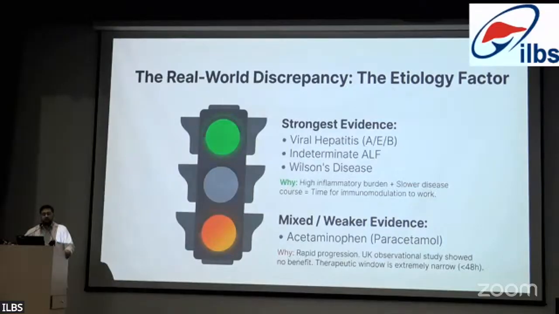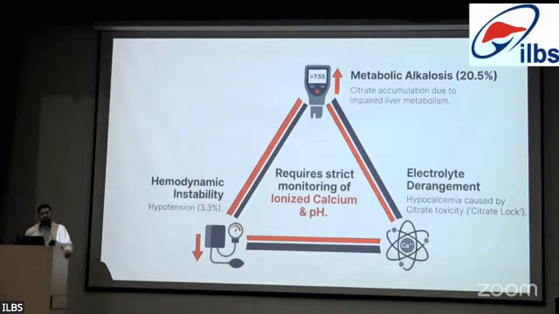Definitely, there is strong evidence in viral etiologies like hepatitis A and in Wilson's. There is weak evidence in acetaminophen and other etiologies. So we need to use plasma exchange carefully, based on etiology as well as the clinical condition of the patient. But plasma exchange does not come without its own problems, with metabolic alkalosis, sepsis, electrolyte derangement, and hemodynamic instability, which need to be taken into account when we do plasma exchange.